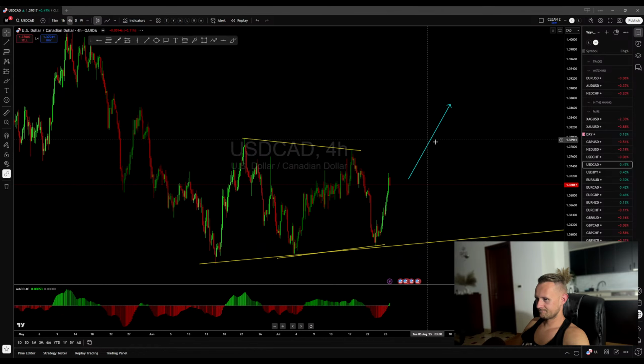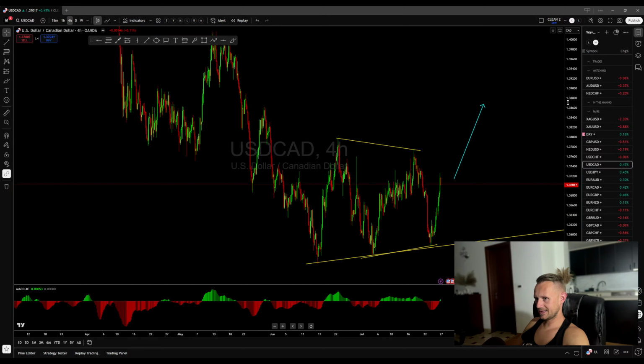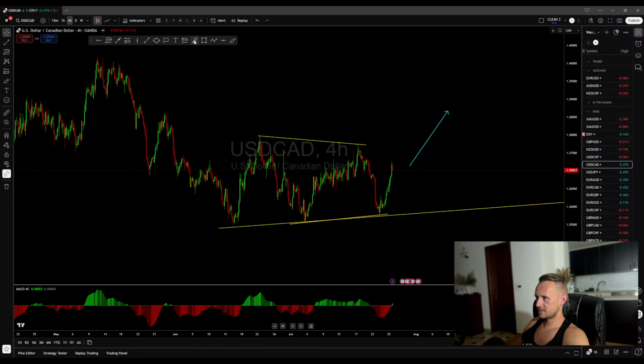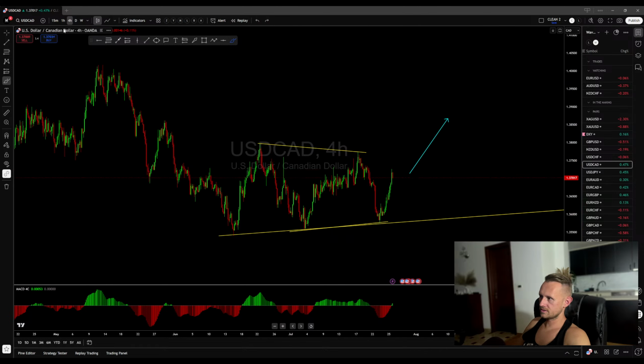USD CAD, I don't like the structure as it stands right now. I would love to see the pullback, then I will choose it, because this can still drop over there, pull back, and there will be a nice sell, or it can even pull back and then just go up. So no trading for me on USD CAD.